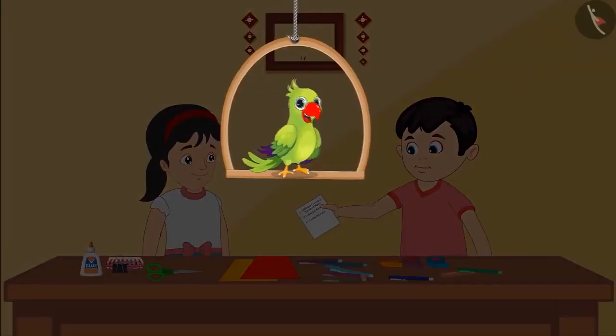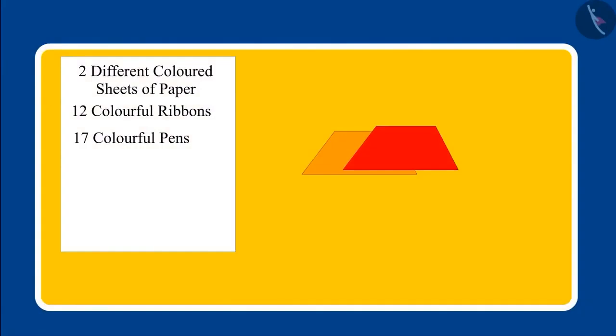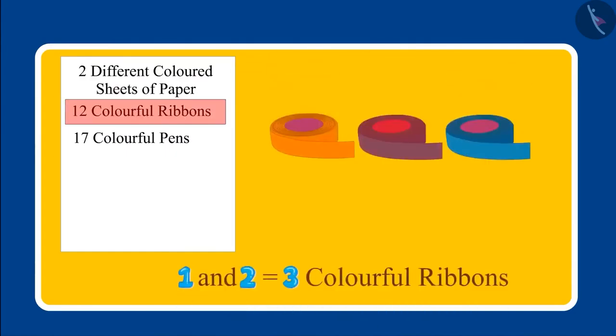See this, Pinky. Children, out of Pinky and Chotu, who do you think is correct? Come on, let's see. See, first 2 sheets of paper is written in the list, which you have brought correctly. Tell me what is written below that. 1 and 2, which means 3 colorful ribbons.